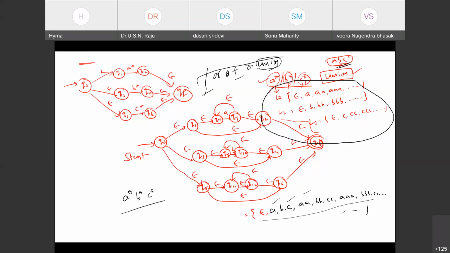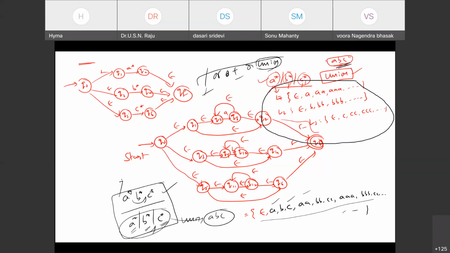A star, B star, C star, and A star or B star or C star, are they the same? No, sir. Here it is any number of A's followed by any number of B's followed by any number of C's. That is a different case. But here, as I use it, it is concatenation. But here it is the OR operation, that is the union. That means any number of A's or any number of B's or any number of C's. But we won't be having any string like ABC as part of this language.